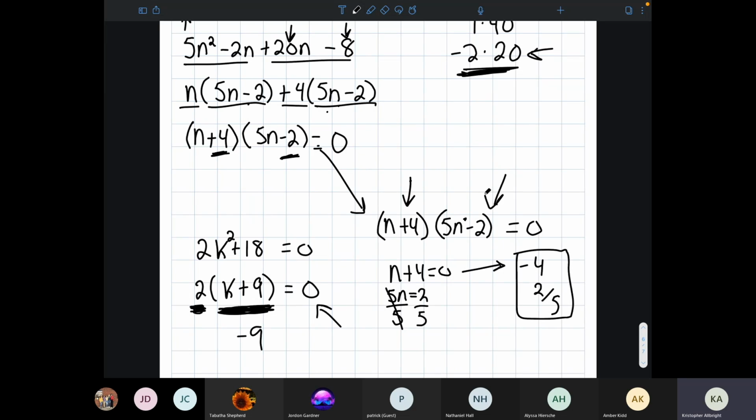So this is called the zero product property. And this is what you can do when your product equals 0, when it's something times something equals 0.